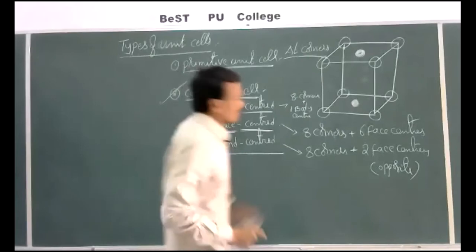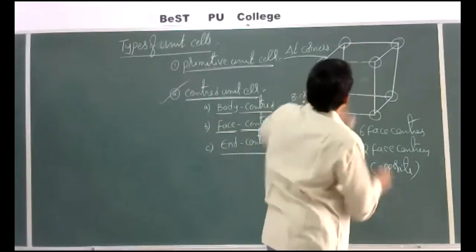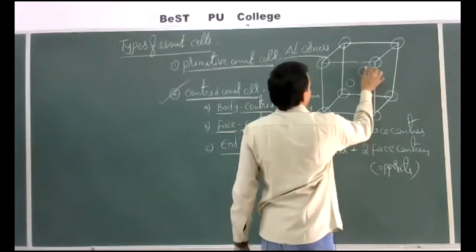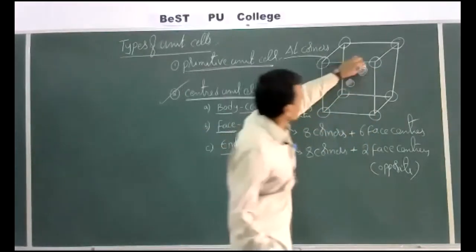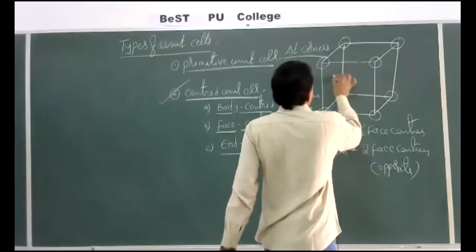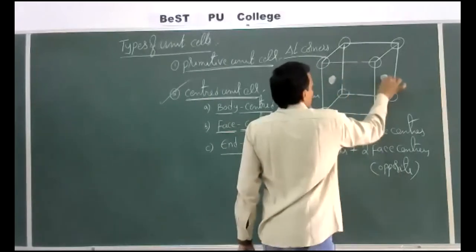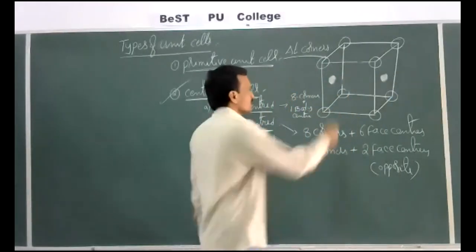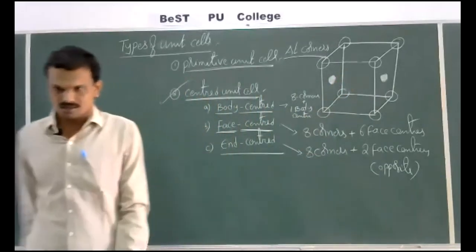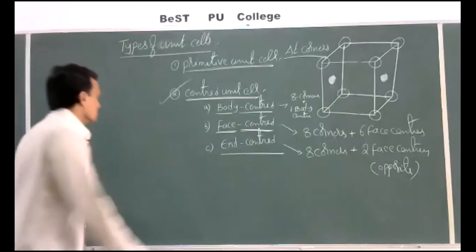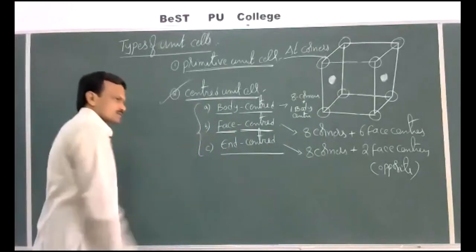So these 2 you may take. Or instead of taking these 2, you can take the front face center and back face center, like this also you can mention. Or instead of taking these 2, you can also take a right side face center and left side face center, like this. 8 corners, along with 8 corners, any 2 opposite face centers. So these are all 3 centered unit cells.